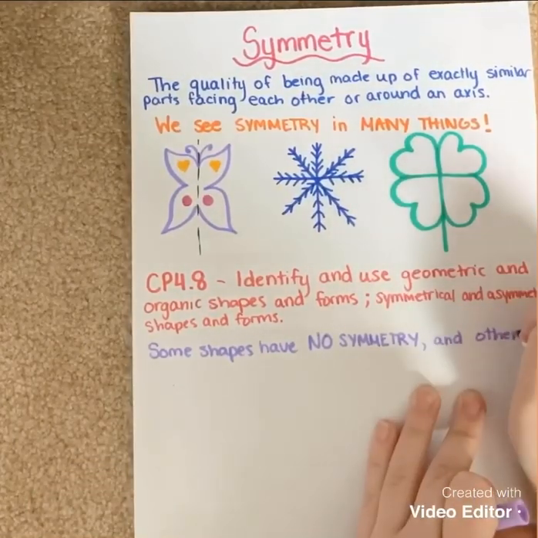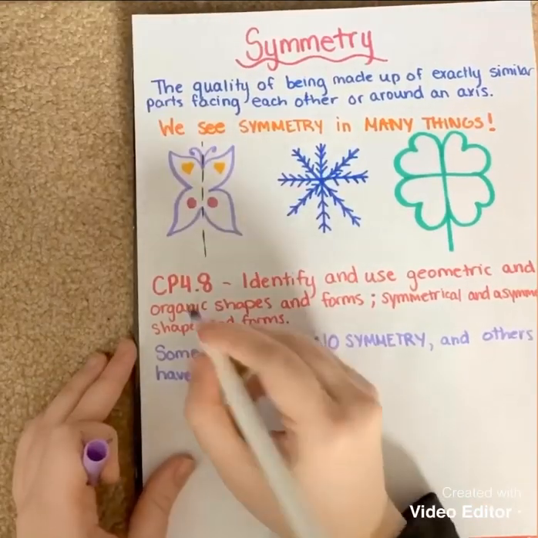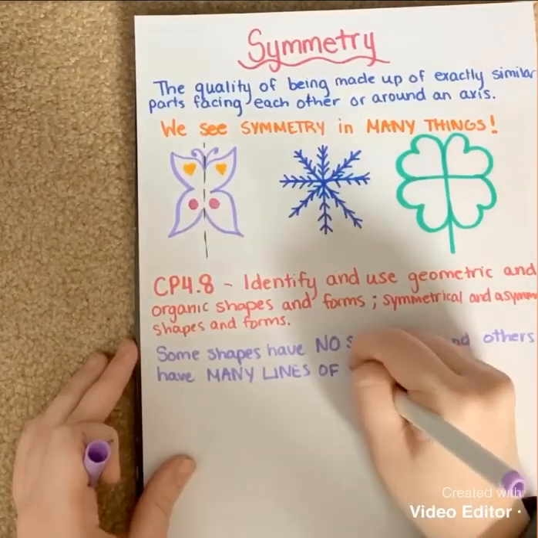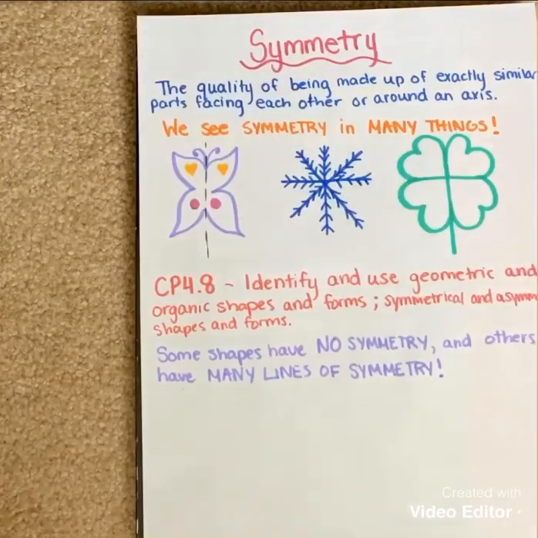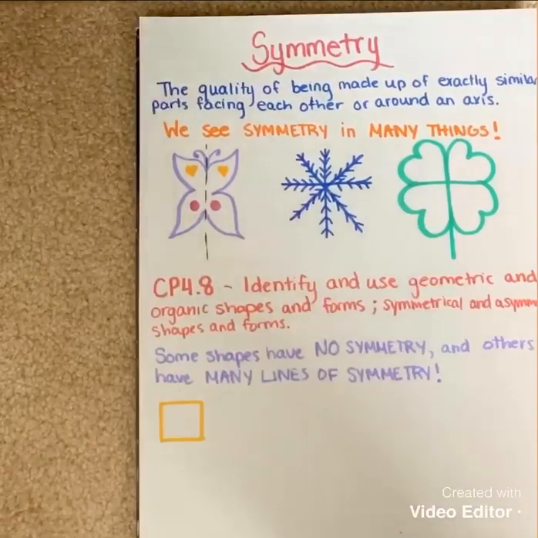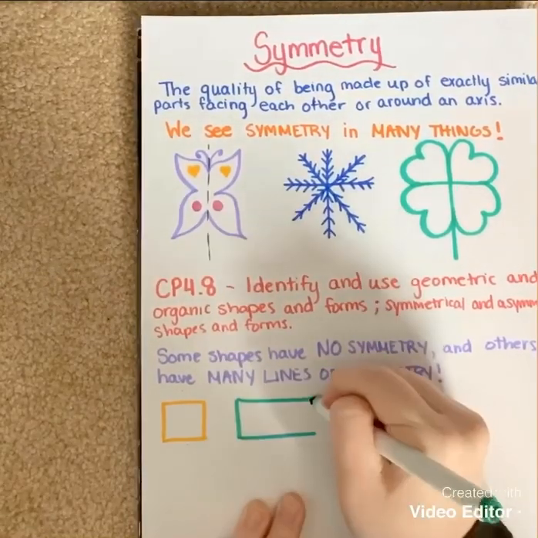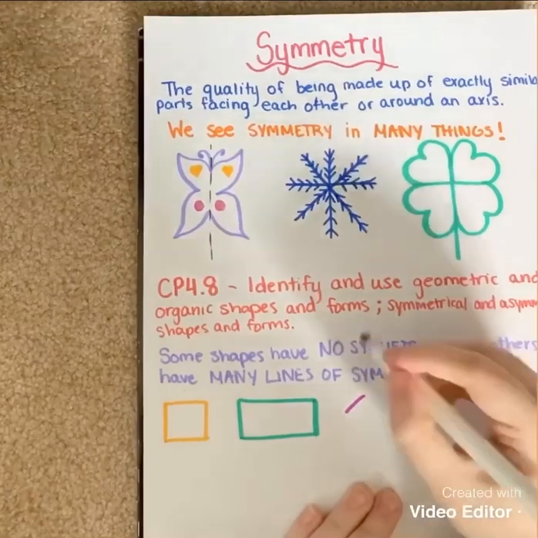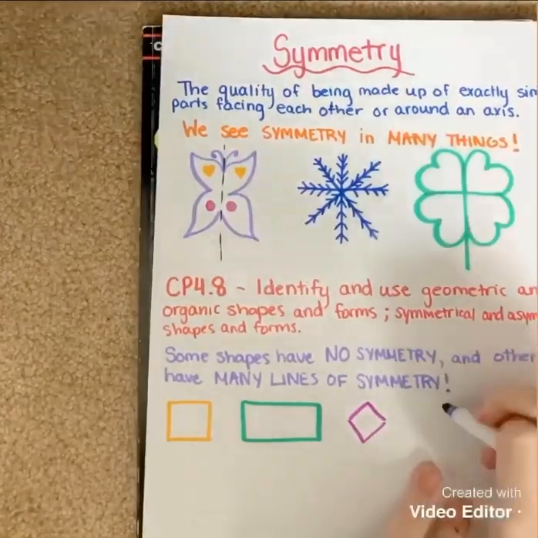Let's introduce symmetry by use of shapes. I'll draw some shapes below that demonstrate lines of symmetry and some that are asymmetrical. Below I'm drawing a square, rectangle, a rhombus, kite, and parallelogram. Can you spot the symmetry?